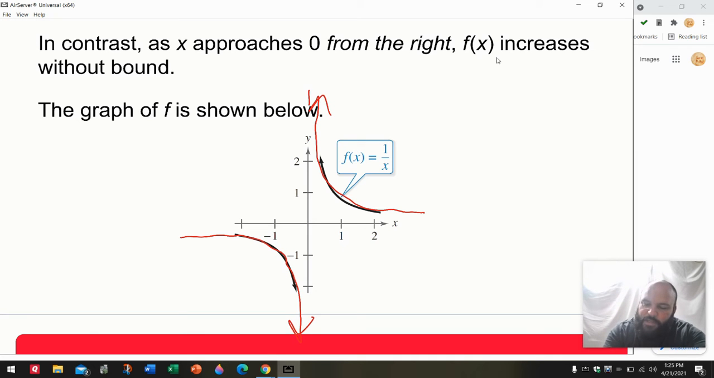Now they will never touch this line right here, the y-axis, which we're going to talk about. That y-axis is in fact one of the asymptotes of this function. The other asymptote would actually be the x-axis. As you can see, as this graph goes out, it gets closer and closer, but it never actually touches the x-axis.